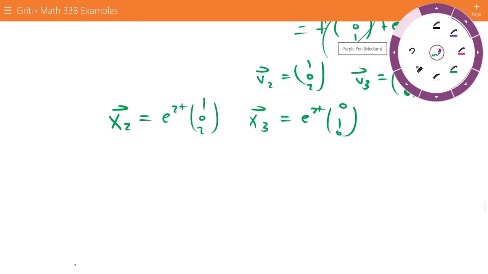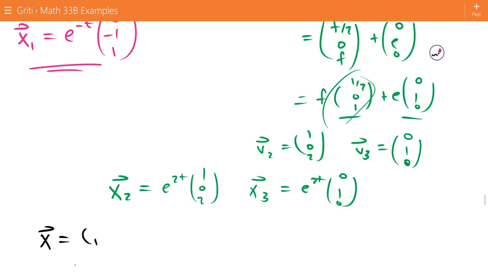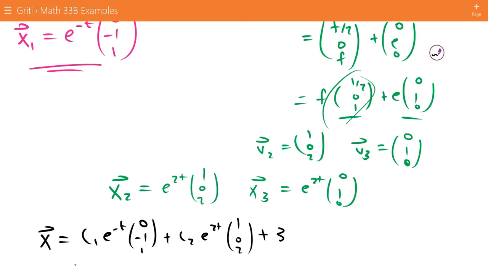So that means our total solution, x equals c1 e to the negative t (0, -1, 1), plus c2 e to the 2t (1, 0, 2), plus c3 e to the 2t (0, 1, 0).